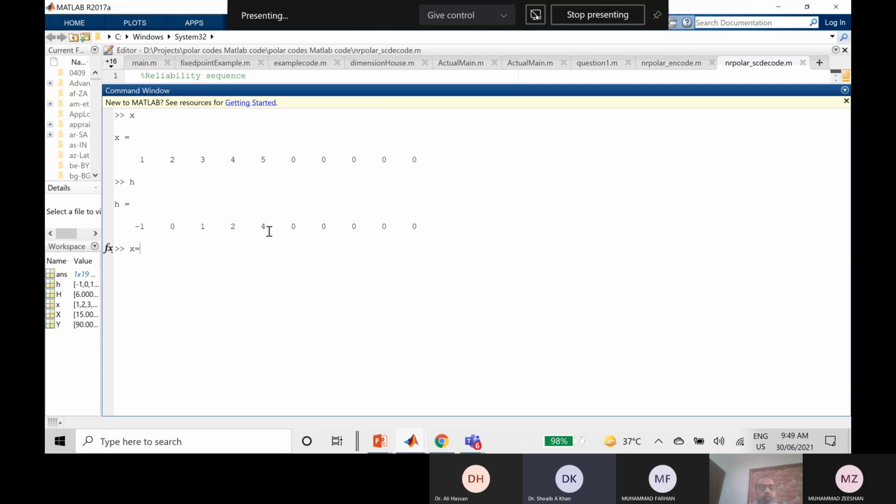लेट मी, मैं इसको x को दोबारा लिख के आपको दिखा देता हूँ. x था हमारा 1 से लेके 5 तक नंबर्स, और h था हमारा -1 0 1 2 and 4. okay जी. तो अब अगर if I want to use FFT, which we use to actually implement a system, means to actually perform convolution, ठीक है.